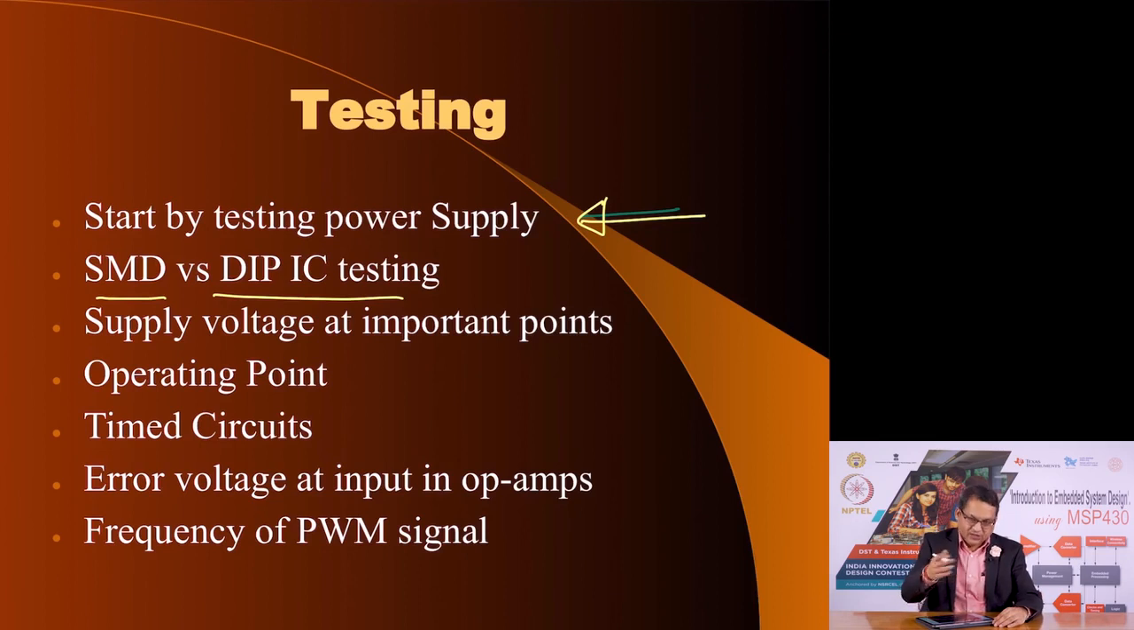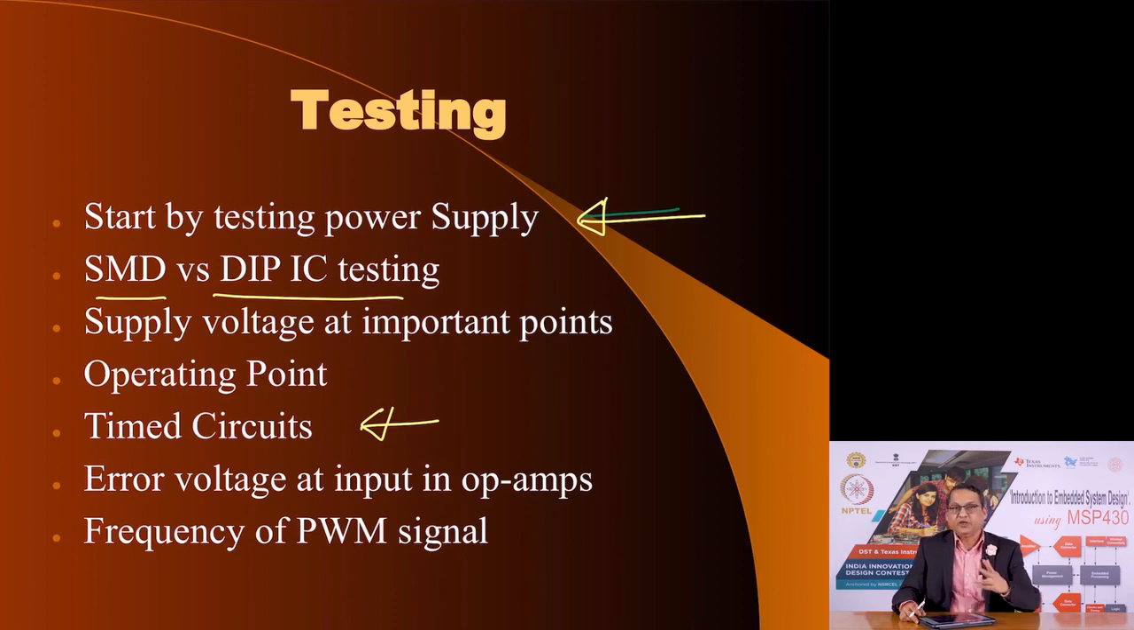You must measure the supply voltages at various points. What are the operating point voltages of the circuit? If you are using any circuits which have a timing relationship, that is, they provide certain timing parameters, you must be able to test it. And you should be able to find out, are they producing the right frequency waveforms, the correct frequency, the correct time period, by connecting an oscilloscope and testing it.